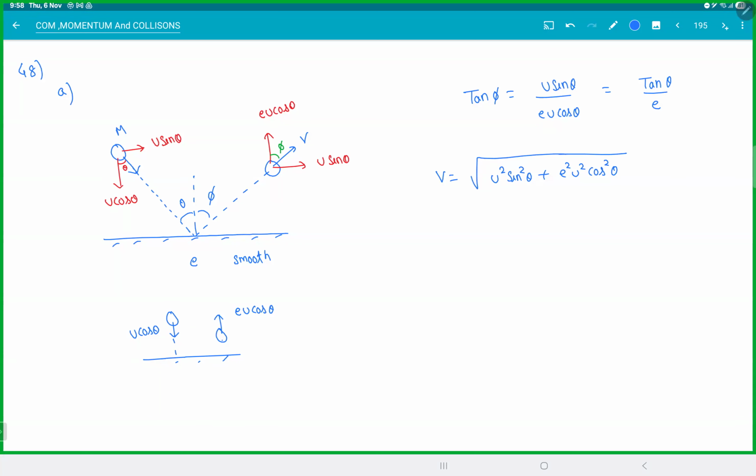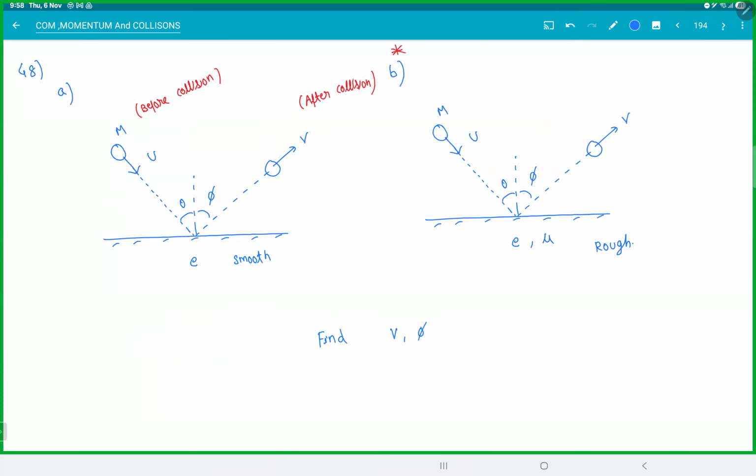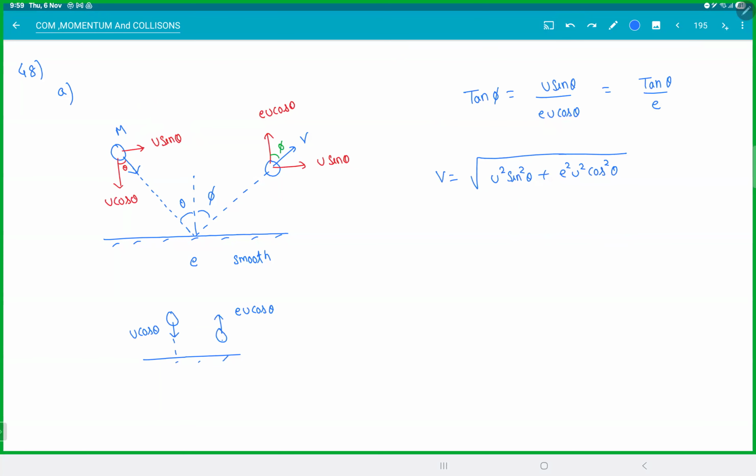How will you do the second part? If there is friction, then what? If there is friction, then this u sin theta won't remain the same. This will get affected because of the friction horizontally. Think, I'll give you a minute or two. How will you handle that? It's an impulse-based problem. Last class we did, remember, a bullet hitting the block at an angle, something similar. Any doubts on the first part, please ask me.